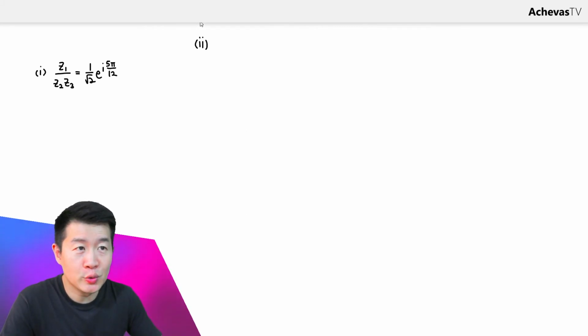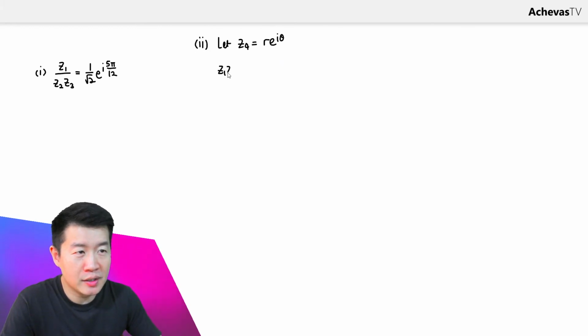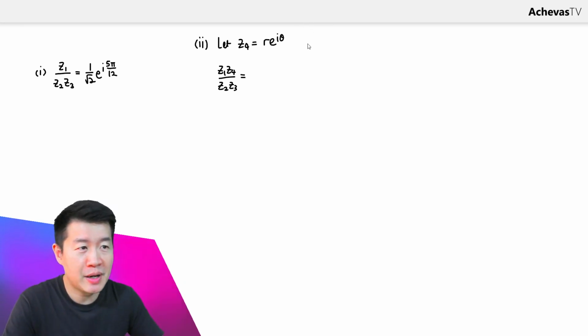The first thing that I'm going to do is to let Z4 assume a general Euler form, so re to the power of i theta. And as for Z1 times Z4 divided by Z2 times Z3, which is given to us by the question, I'm going to break it up into two parts. The first part, I will go for Z1 divided by Z2 times Z3. Then multiply by Z4. This is going to be the second part.